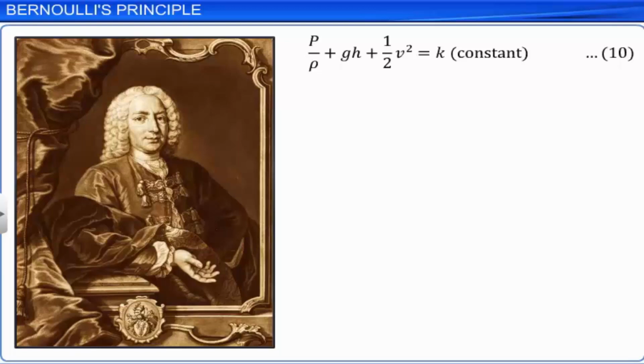We can also represent this equation as P plus ρgh plus half ρv square is a constant. Thus, in a streamlined flow of an ideal liquid, the sum of the pressure energy per unit volume, potential energy per unit volume, and kinetic energy per unit volume is always a constant at all cross sections of the liquid.